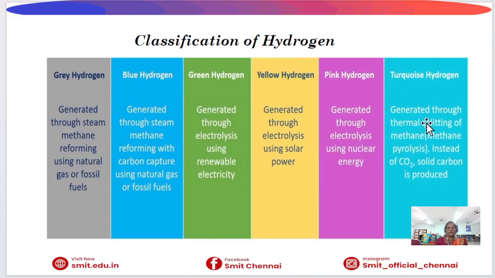Next one, last one, turquoise hydrogen. It is produced by methane pyrolysis, giving solid carbon instead of carbon dioxide. It is low carbon and an emerging technology. So this diagram shows that hydrogen can be classified as gray, blue, green, yellow, pink and turquoise based on the energy source and the production method. And among these, green and pink hydrogen are the cleanest options.